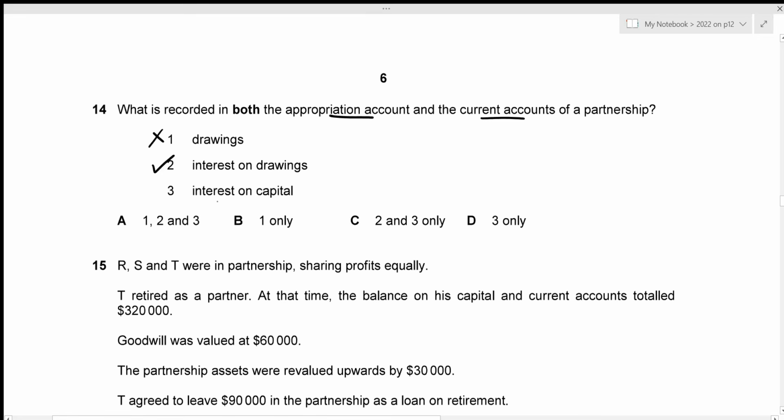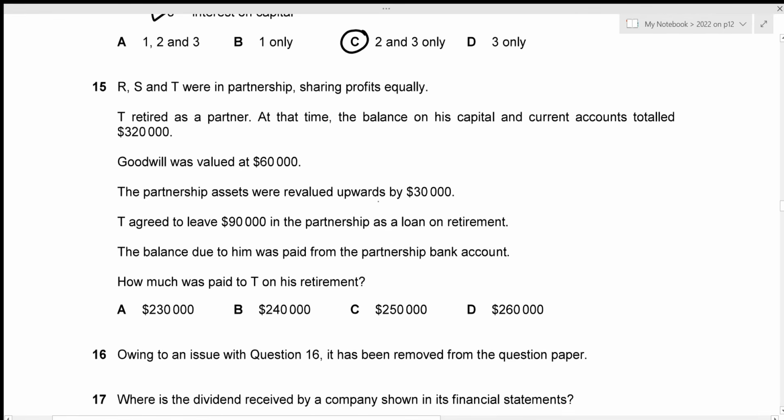And the third one is interest on capital, which is again recorded in the appropriation account as well as the current accounts of the partnership. So this is correct as well. So we're looking for 2 and 3, which is given in option C. That's the correct answer. And this concludes question number 14. We can now move towards question number 15.